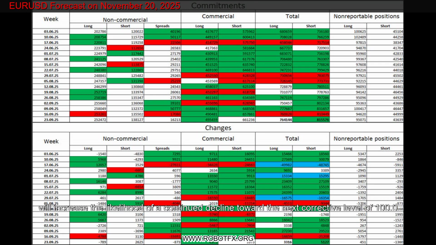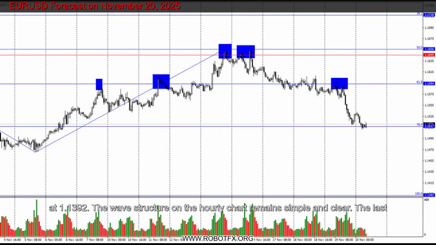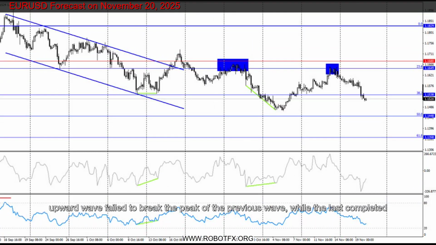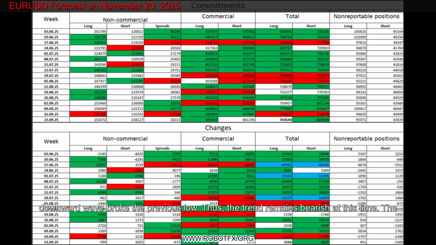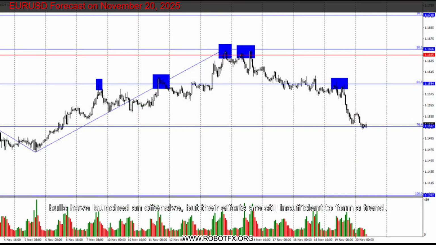The wave structure on the hourly chart remains simple and clear. The last upward wave failed to break the peak of the previous wave, while the last completed downward wave broke the previous low. Thus, the trend remains bearish at this time. The bulls have launched an offensive, but their efforts are still insufficient to form a trend. To consider the bearish trend completed, the pair needs to rise above 1.1656 or form two consecutive bullish waves.